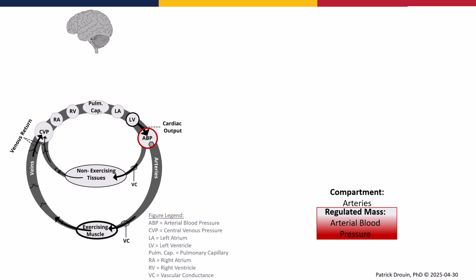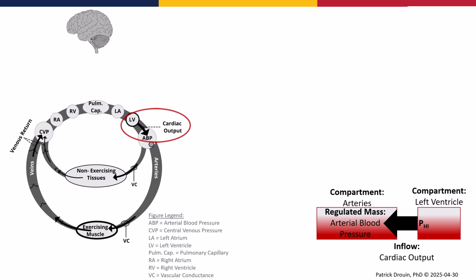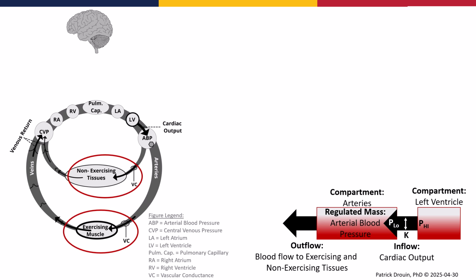We will start by creating our mass balance model, starting with our regulated mass, which is blood pressure in the arteries. Inflow to the arterial compartment is cardiac output, where cardiac output is dependent on a high pressure created by the pumping of blood by the heart, arterial blood pressure as the low pressure, and the aortic valve as the conductance. Outflow from arterial blood pressure is blood flow to all tissues within the human body.